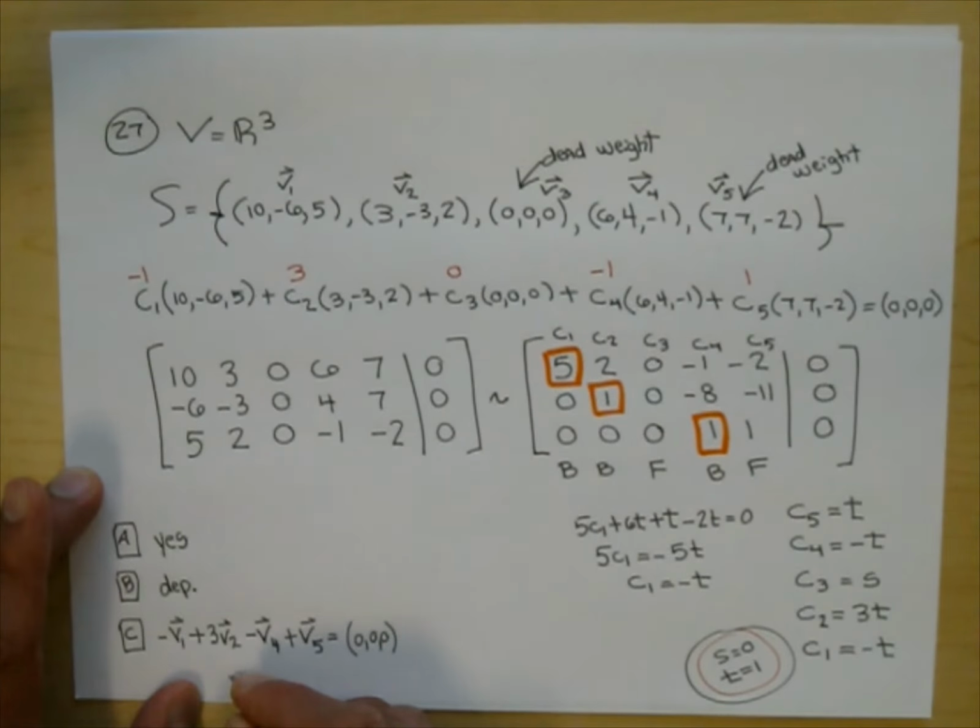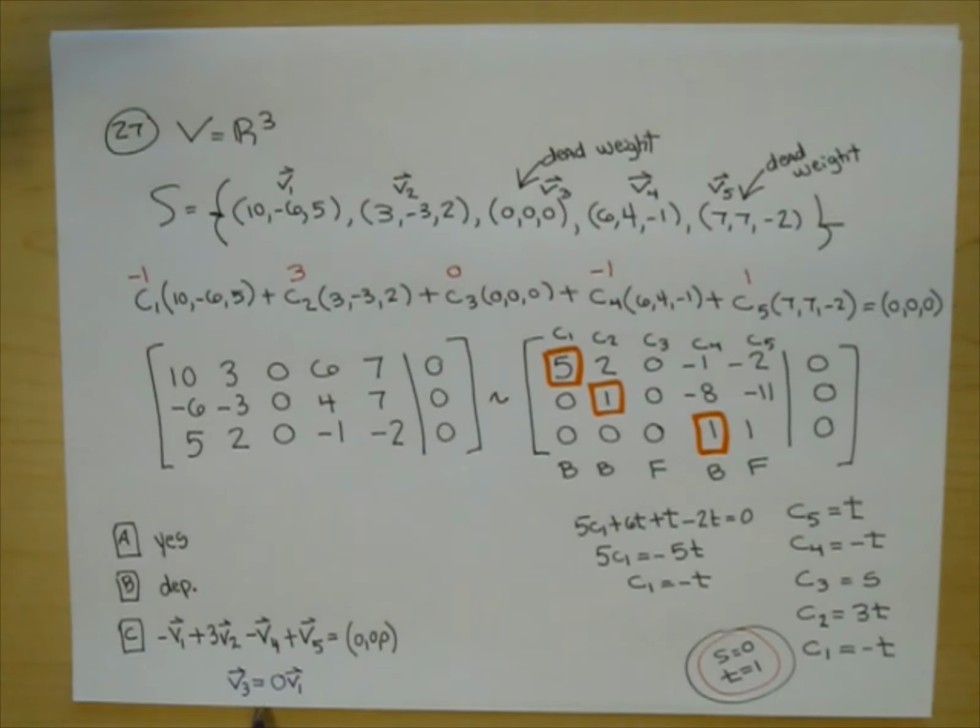V3, which is the 0 vector, equals 0 times V1 plus 0 times V2, or we could just write it like that. We just wrote V3 as a scalar multiple of another one. So this would be an acceptable answer instead of that. But you know, we were really being high achievers on that one.